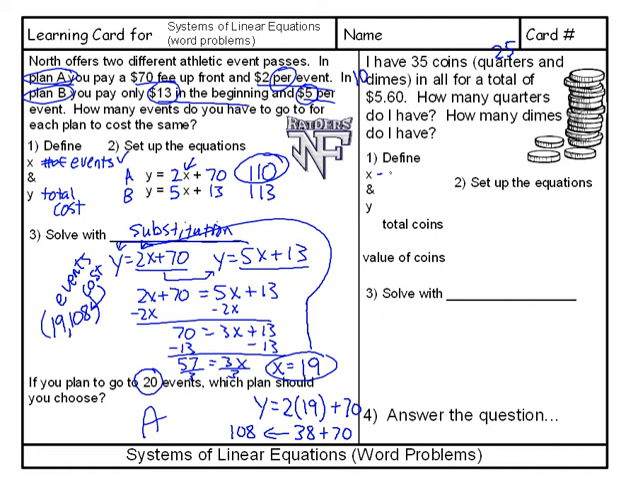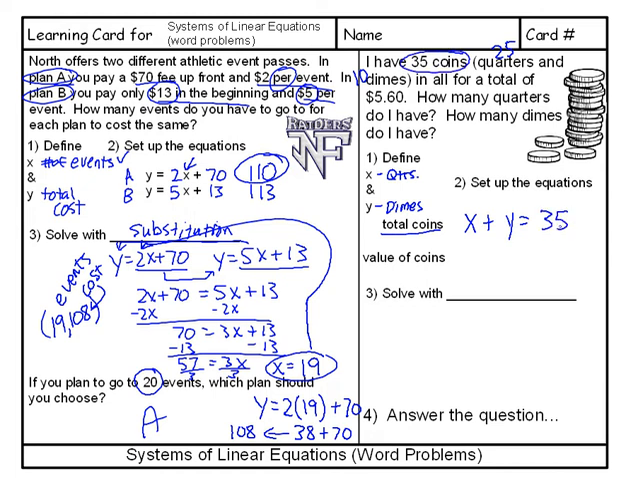X and Y, I'm going to define them. I'm just going to go with quarters for X and dimes for Y. Could have gone the other way. It doesn't matter. Set up the equations. All right, one of my equations is going to be based on just total number of coins. The number of quarters I have plus the number of dimes I have equals not value, but how many coins. Well, I had 35 coins in all.